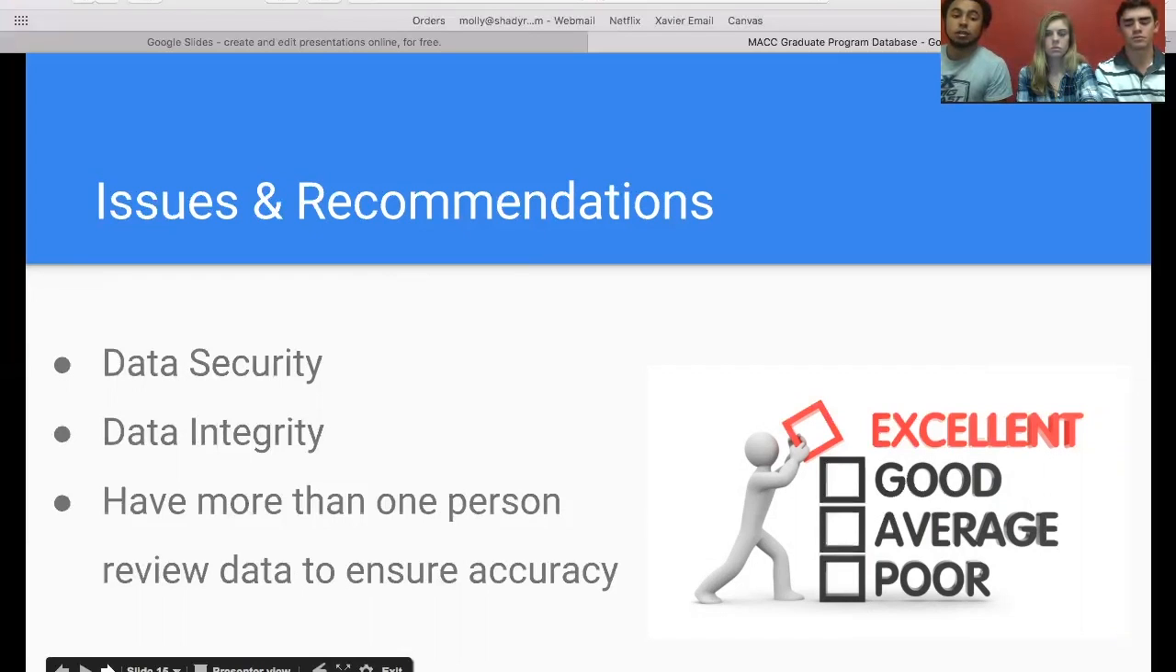So to ensure this accuracy, we want to make sure we have more than one person to review the data. That way they can eliminate human error and they can make sure that these students are set and they can graduate on time.